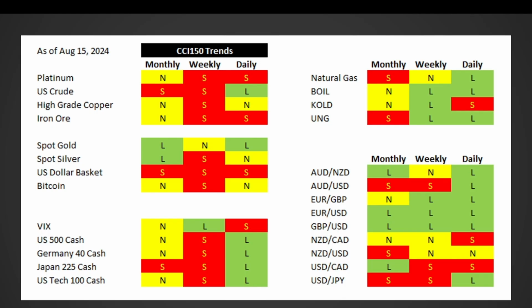First, going to the heat map, you can see there on top right, we've got monthly, weekly and daily trends based on the CCI 150 indicator, and they're predominantly bullish on the lower timeframes, the weekly and daily, with the exception of KOLD, and bearish and neutral on the monthly, plus some other instruments for your reference.